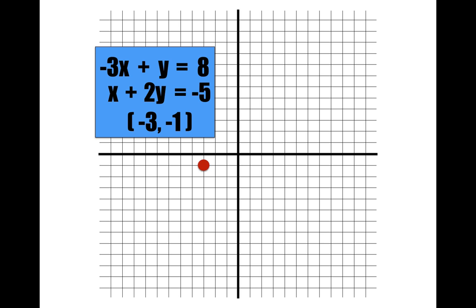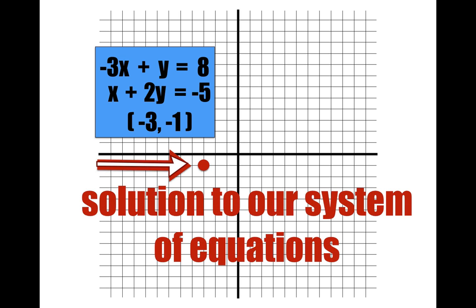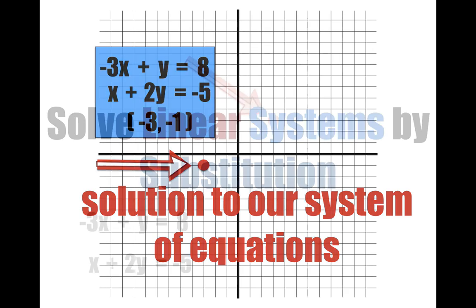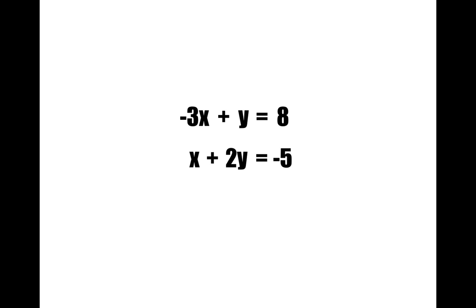You'll notice I don't know what my lines look like. I have no idea because I did not change them into slope-intercept form. And in this case it doesn't matter because all I'm looking for is the solution. So again, this is substitution for linear equations. Linear systems by substitution.